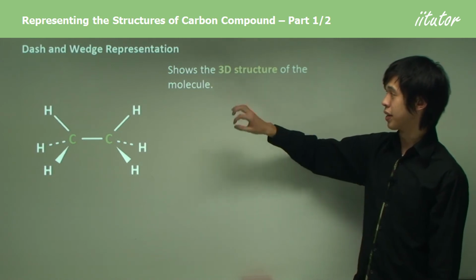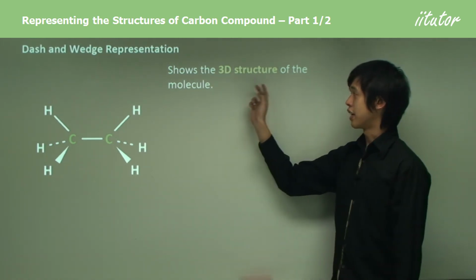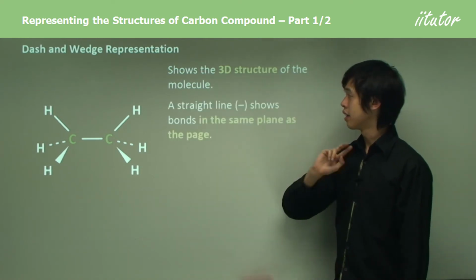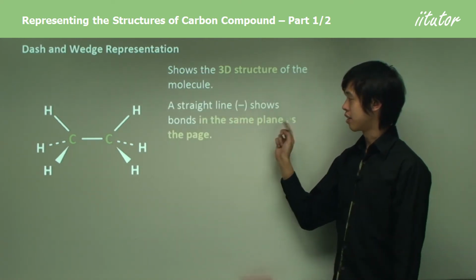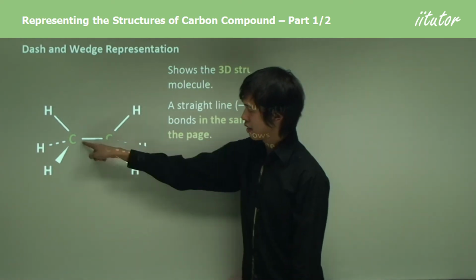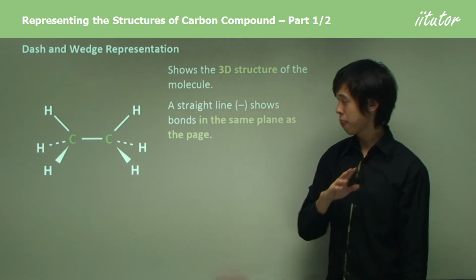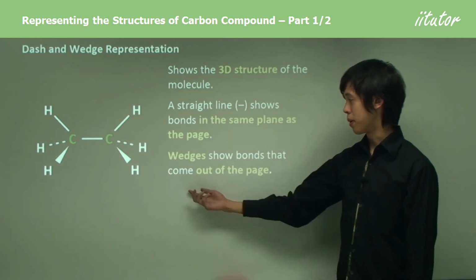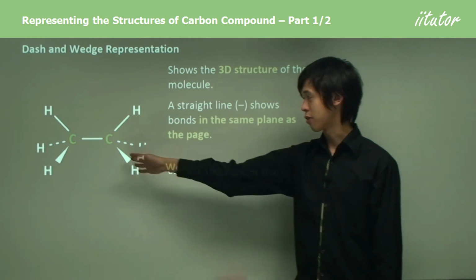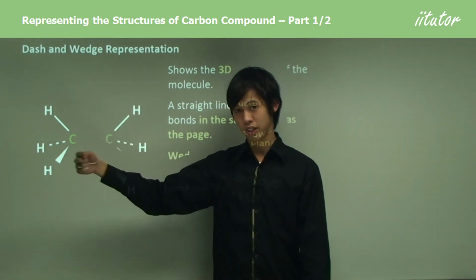And the dash and wedge representation. So this shows the structure in full 3 dimensions. So a straight line shows the bond in the same plane as the page. So these bonds here are all flat against the page. Okay? Wedges show the bonds coming out of the page. So this H would actually be coming out of the page like this, so towards you guys, and towards you guys again, right?